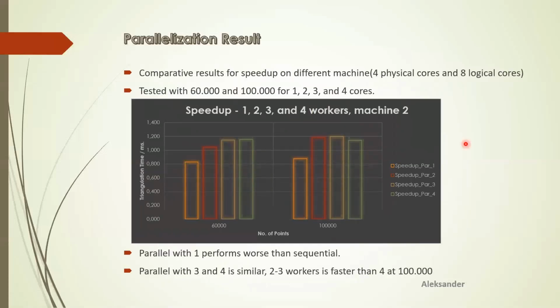To confirm this, we also did a comparative result on a different machine. This time we only tested with 60,000 and 100,000 points to see if we had a decrease in speed up as we reached that mark above 75,000 points, as we saw for machine 1. We tried running it with 1 core as well, and we saw that it performed worse than sequential. Apart from that, we saw the same results and further confirmed our theory that it's not able to fully utilize all 4 cores.